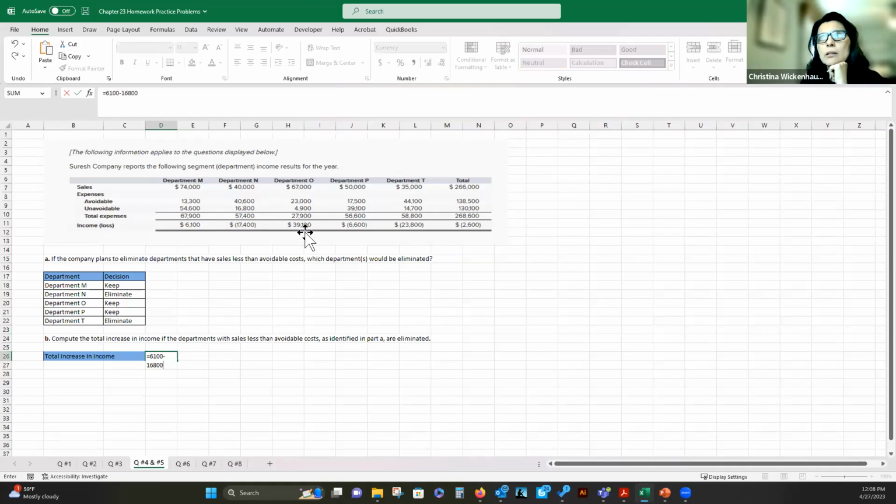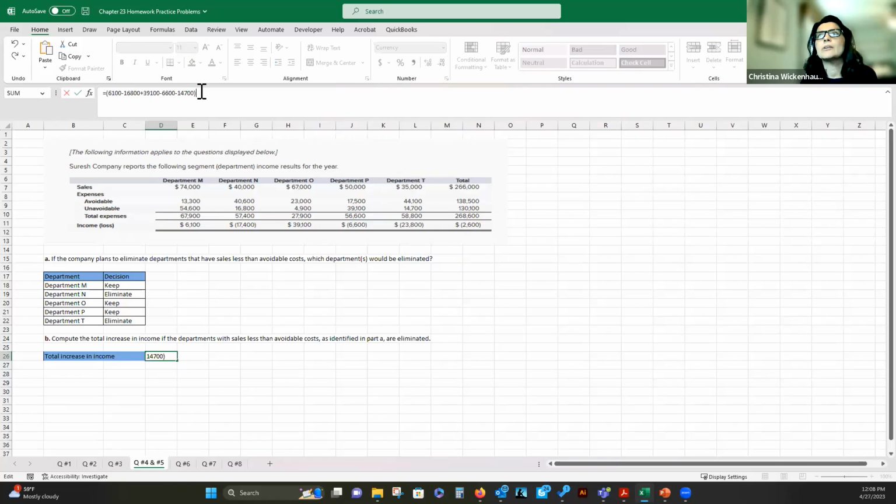O I'm keeping, so I'm going to add in that 39,100. P I'm keeping, so I'm going to subtract the 6,600 because it's a loss. And T I'm eliminating, so I want to subtract those unavoidables, 14,700. And so I will have that amount as is going to be my income.